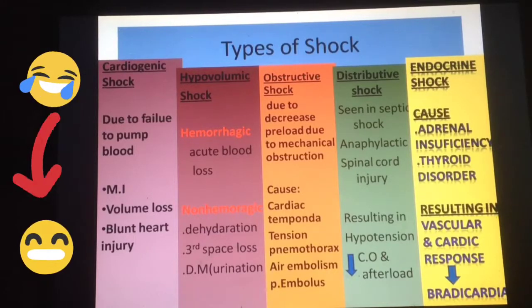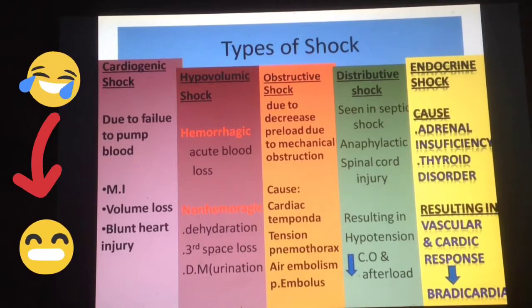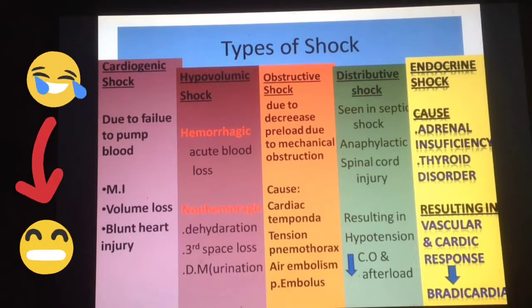This obstruction is caused by cardiac tamponade, in which blood accumulates in the pericardial space, which inhibits the heart from contracting sufficiently to supply blood to the body. Tension pneumothorax is another condition in which air accumulates in the pleural space and presses upon the heart. Similarly, it hinders its function to contract and supply blood. Similarly, an air embolism can block the circulation, as can a pulmonary embolism.